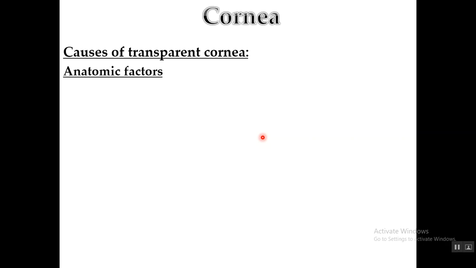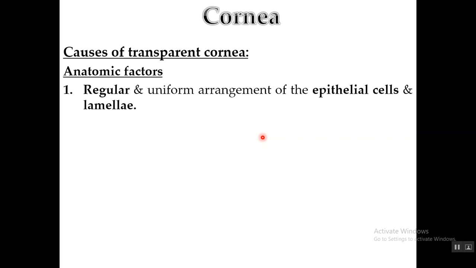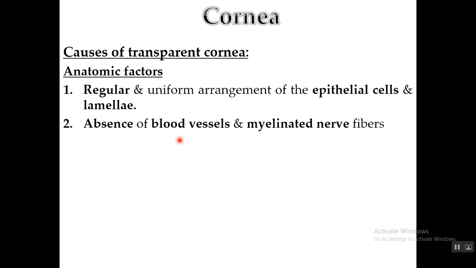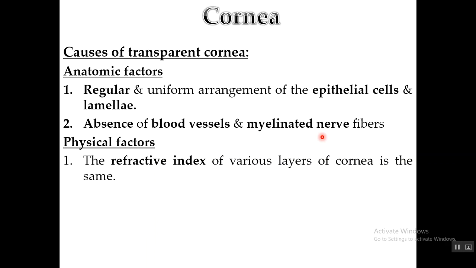The cornea is transparent due to many factors, anatomical factors and physical factors. The anatomical factors are related to the regular and uniform arrangement of the epithelial cells and lamellae, and the absence of blood vessels and myelinated nerve fibers. The physical factors are due to, number one, the refractive index of the various layers of the cornea is the same, so no refraction occurs.